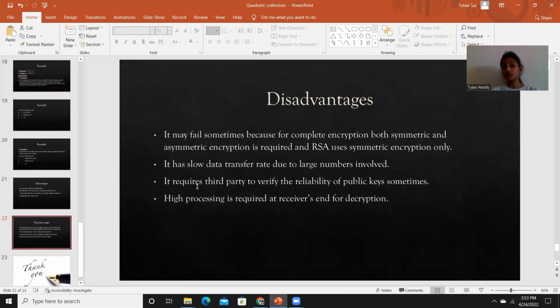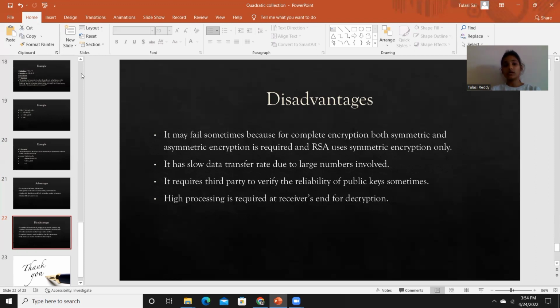Coming to the disadvantages of the RSA algorithm, it may fail sometimes because for complete encryption, both symmetric and asymmetric encryption are required, and RSA uses asymmetric encryption only. It has a slow data transfer rate due to the large numbers involved. It sometimes requires a third party to verify the reliability of public keys. High processing is required at the receiver end for decryption.